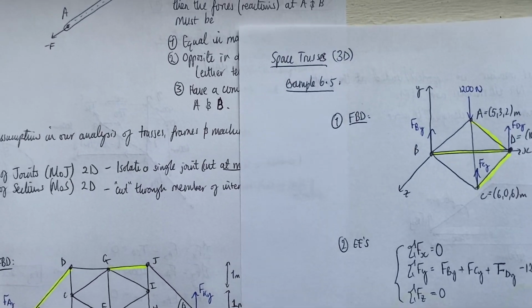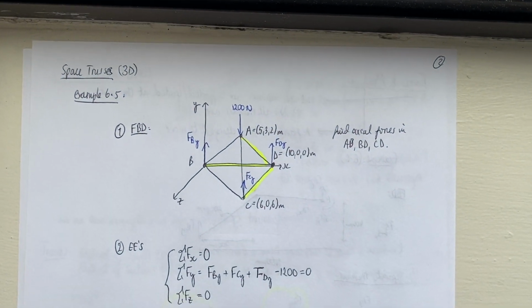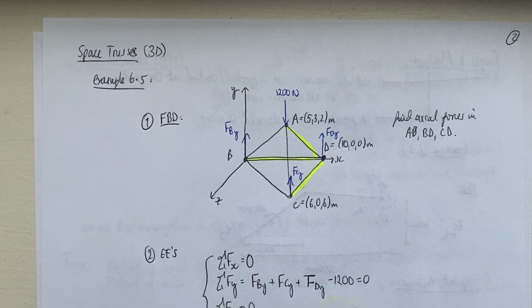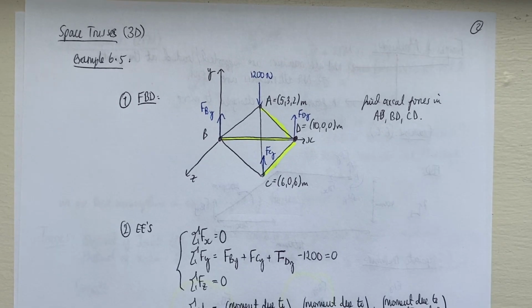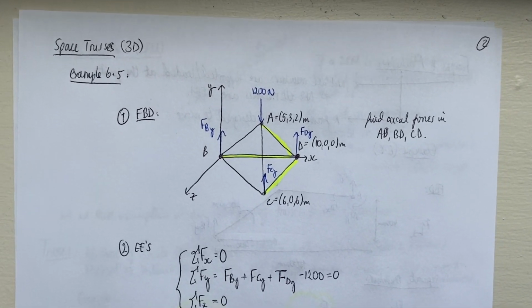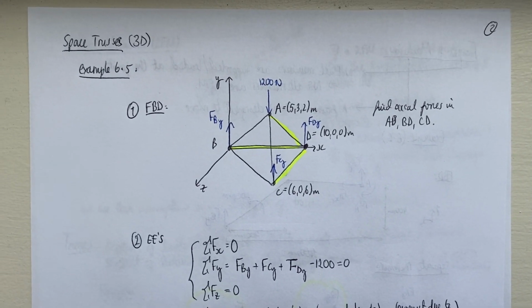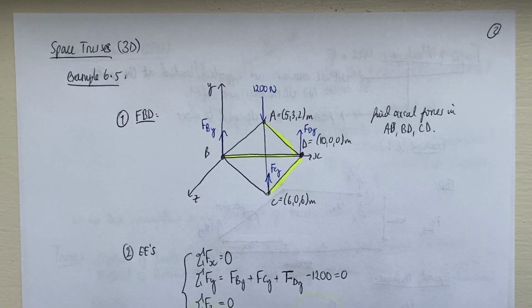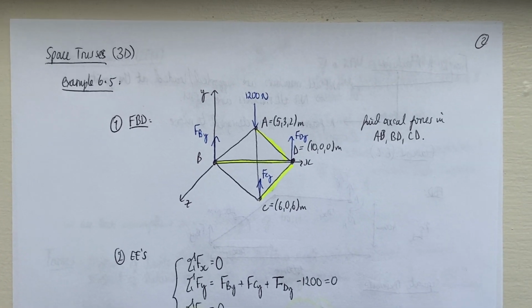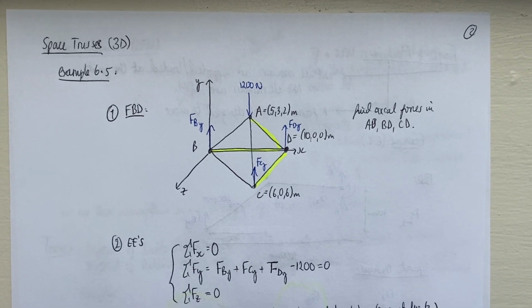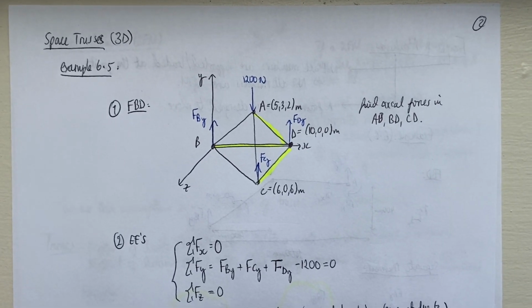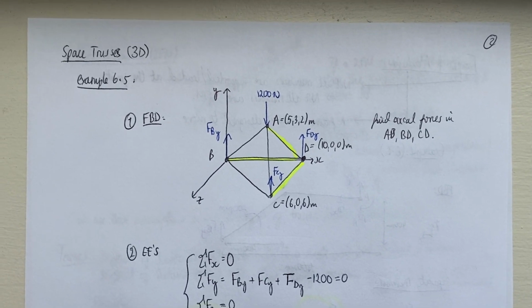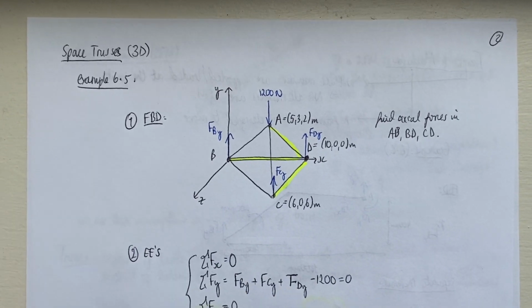So let's move on then to trusses in 3 dimensions. We call them space trusses, you'll recall. We did an example of this in class, and there's also a video on YouTube of a complete rundown of one of these examples. We're just going to have another quick look at this example, which is 6.5 from the textbook.